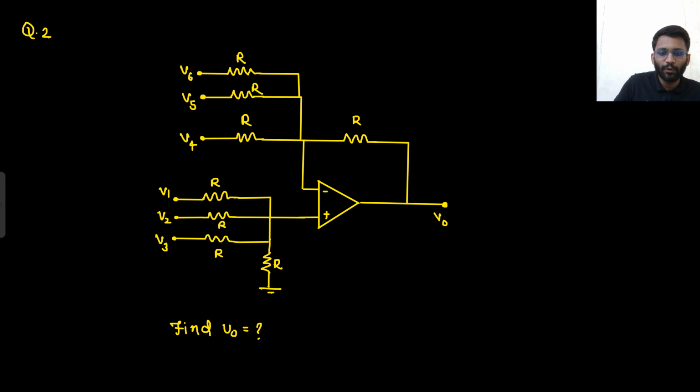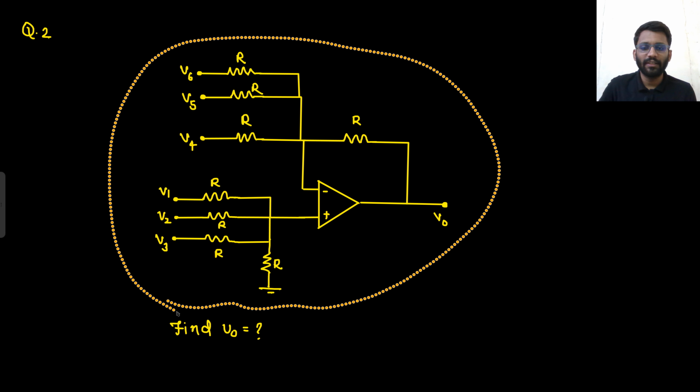So this is the question, you need to find the potential of V naught. So here you can directly see it is an adder, but here potentials are there on both of the terminals, inverting and non-inverting. So I told you there is one simple method to solve these kinds of problems. You need to apply the concept of superposition. First we will consider only inverting terminals, then we will consider non-inverting terminals.